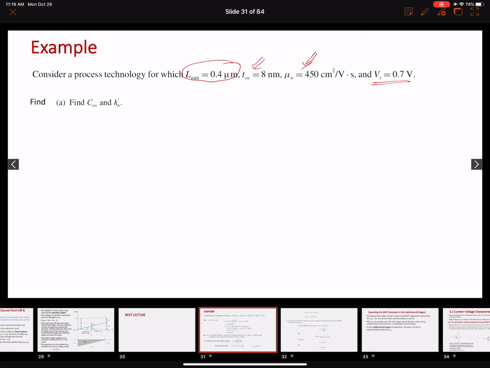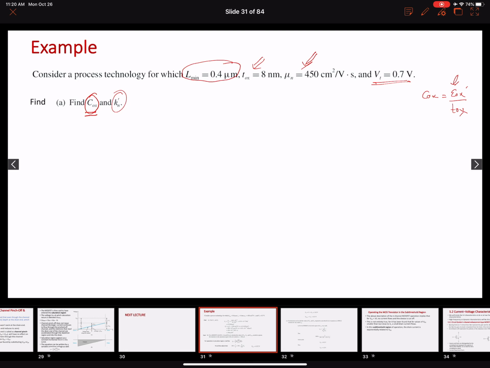So the first thing that we need to do is to find out the oxide capacitance and the process transconductance parameter. We know that Cox is equal to epsilon ox over Tox, right? Our epsilon ox depends on the material of the oxide. And let me repeat here, if an example problem does not specify the material, for the sake of this course, you can assume it to be silicon dioxide, right?